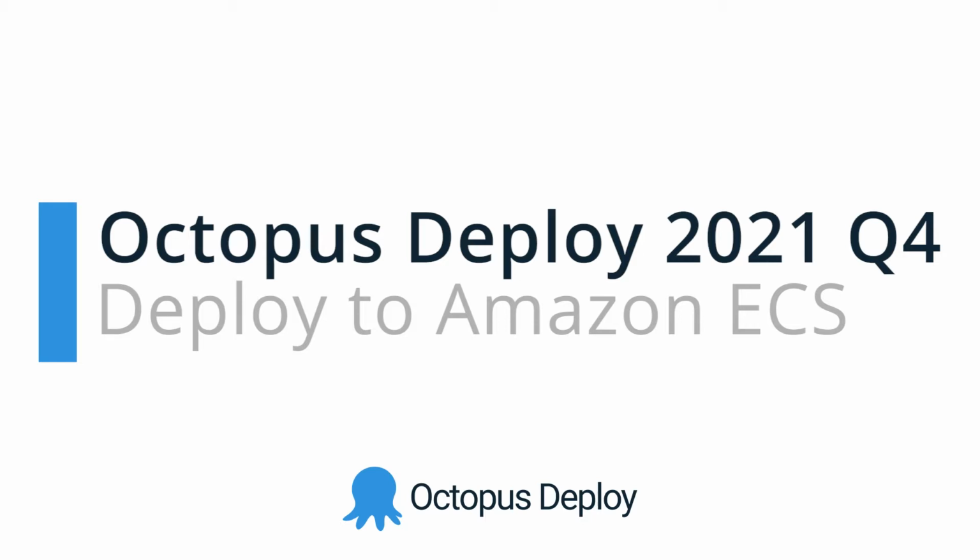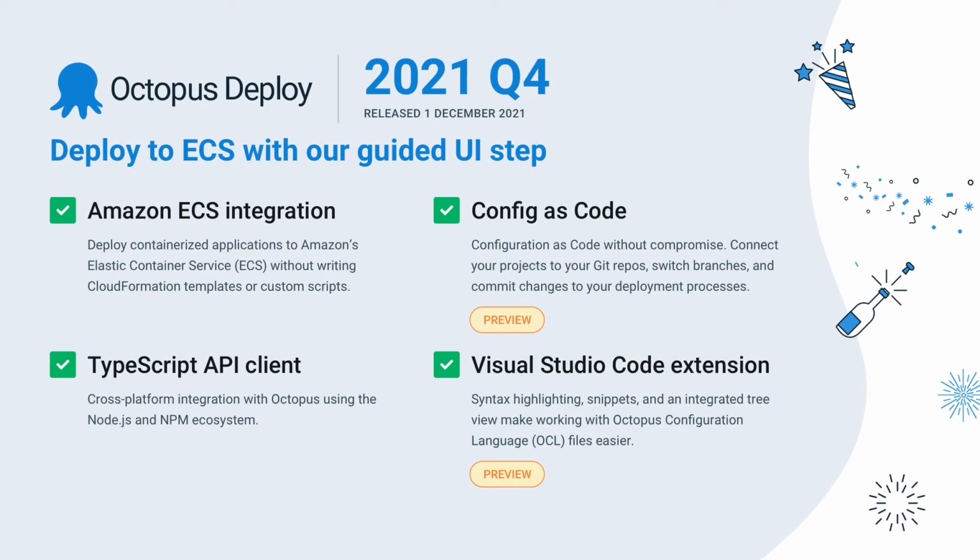In this release, we're introducing native support for Amazon Elastic Container Service. This includes a new guided ECS automation step that's opinionated by default and extensible for full control. No custom scripting or task definitions.